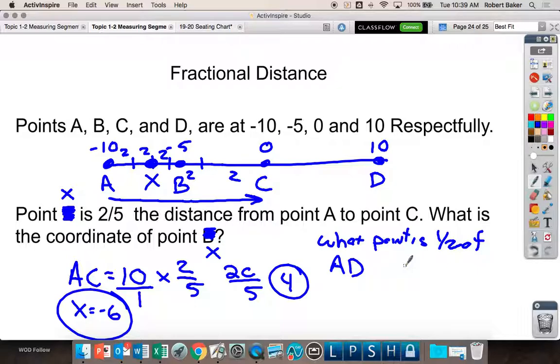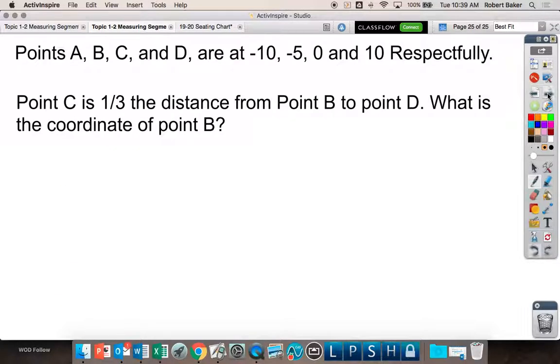So I'll give you guys one more of those. I'm going to change this. It's the same picture. I'm gonna change this to y. It says A, B, C, and D are at negative 10, negative 5, 0, and 10 respectively. Point y is 1/3 the distance from point B to point D. What is the coordinate of point y? So here's all I'm gonna do. I'm just gonna put B and D up there. I'm gonna eliminate a bunch of confusion.